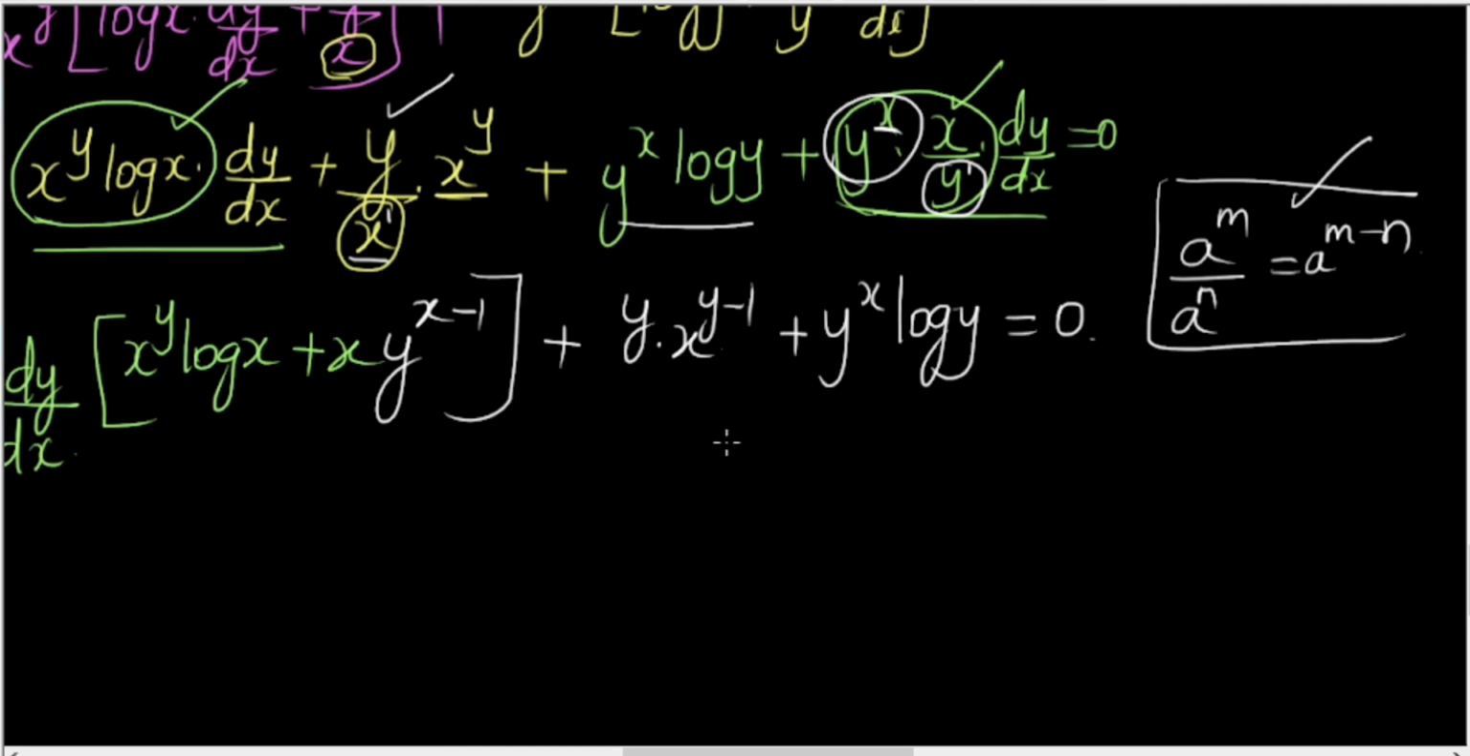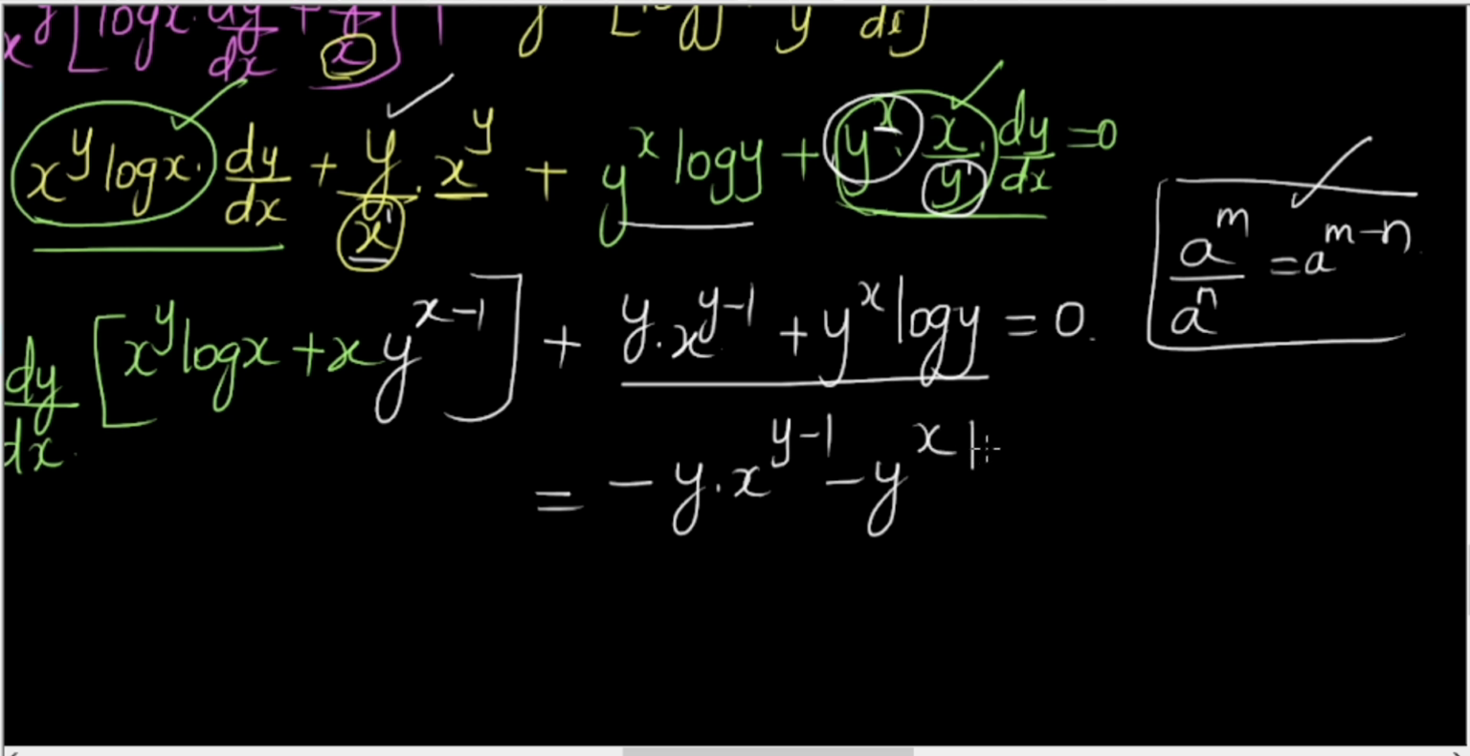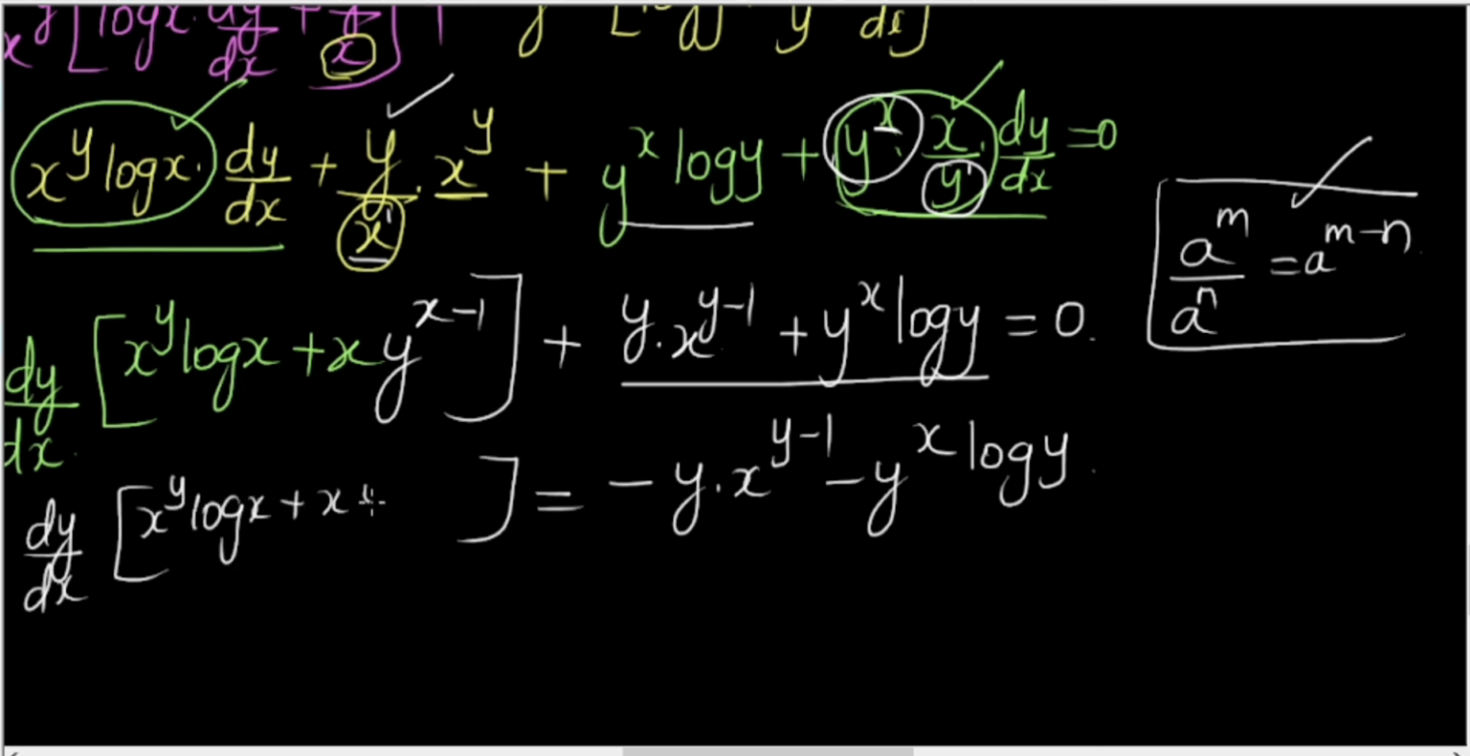So next step would be, we are going to move this on the right hand side. So altogether 2 terms we have got. This we are going to move to the right hand side. So the sign changes. It will become minus y x to the power of y minus 1, and here also minus y to the power of x log y. Here this will be there as it is. We are not going to disturb anything here. We are going to write as it is.